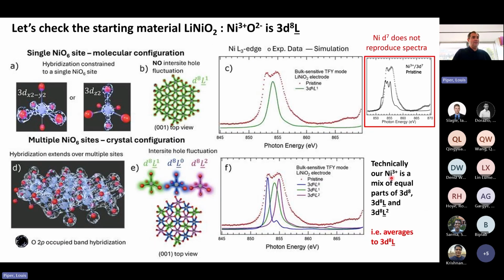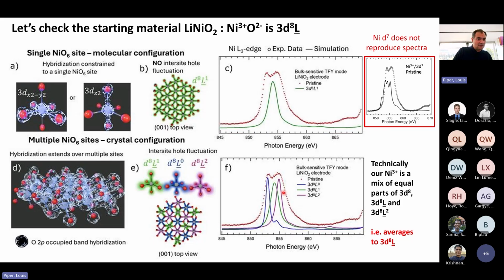We did more work, and I won't labor too much on that, but essentially it's a little bit more complicated than just saying it's a ligand hole configuration instead of a D7 configuration. So you don't get good agreement if you do a D7 configuration. You have to account for the fact that there's actually a larger supercell structure to consider, where effectively you average out as a D8L, where the L is ligand hole.